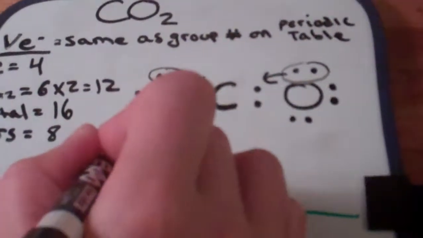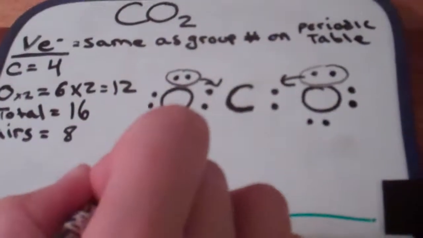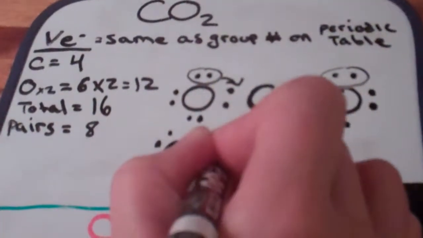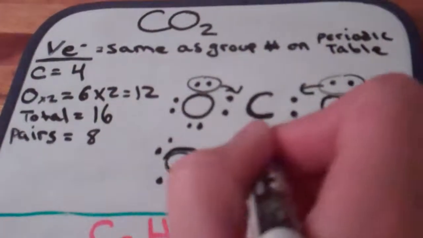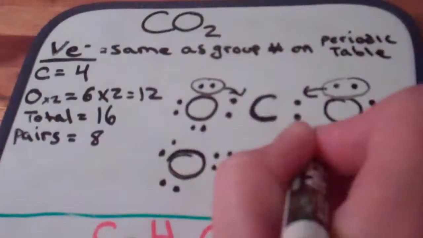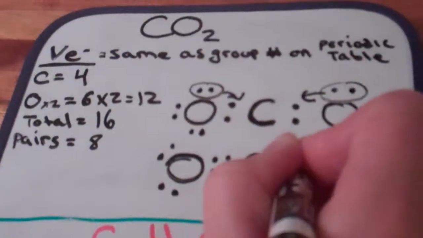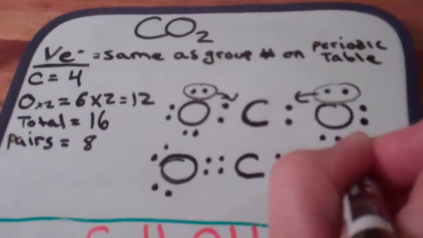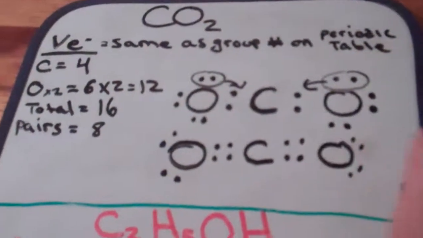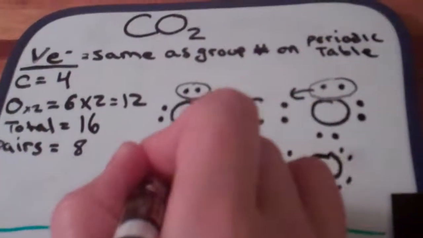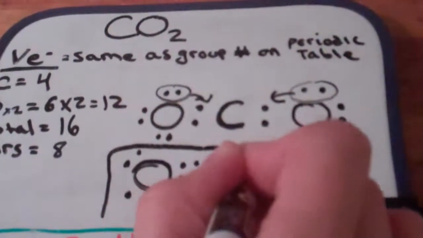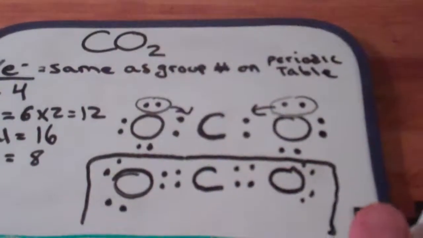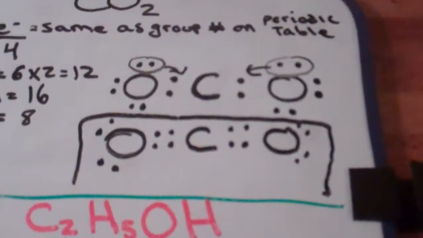So we'll do them right here. So here's the 2 lone pairs left over. And here's the lone pairs that we're bringing down to make a double bond. Just same for the other side. Okay. And here is your Lewis dot structure for carbon dioxide.